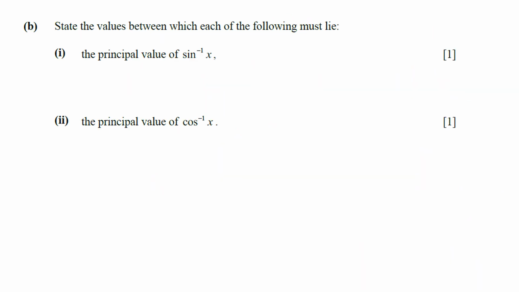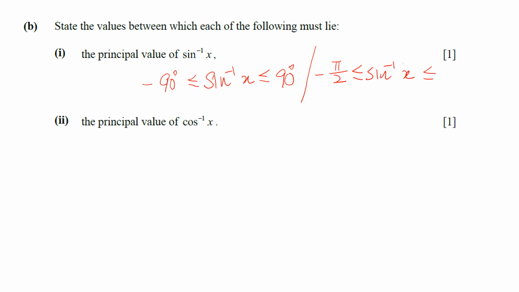Right, so for 2b, you are asked to state the values between which each of the following must lie. The principal value of sine inverse x. So basically this one you just have to memorize. It's a rule. Alright, so the range for sine inverse x is greater or equal than negative 90 degrees, less than or equal to 90 degrees. You can also leave your answer in terms of radian, which is negative pi over 2 less than or equal to sine inverse x, less than or equal to pi over 2.